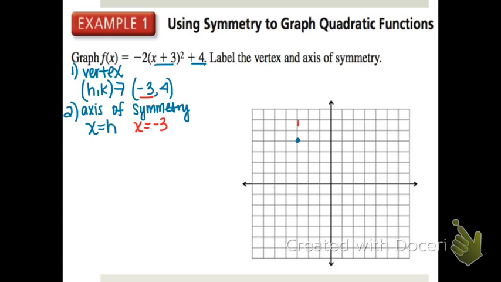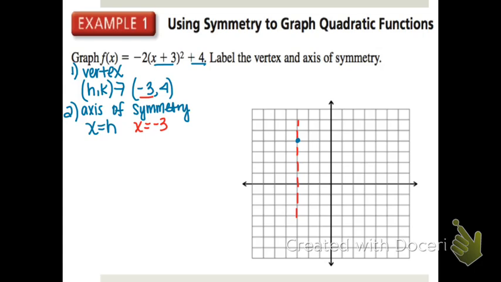So how I'm going to represent it is actually a dotted line in a different color. In the textbook, they use just a regular straight line, but I'm not going to use that in this example.